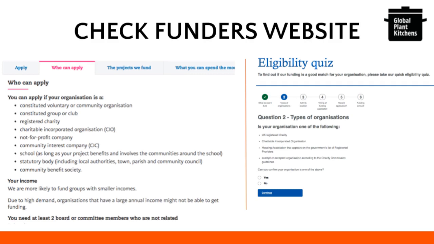On the left-hand side, this is from the National Lottery Community Fund in the UK, where they are quite clear about what kind of organisation you can be. They've got a very broad definition, and what kind of income you need to have and what kind of board or committee. These are operational things that they're looking for. Some funders help you with an eligibility quiz. It doesn't always cover everything, but on the whole it gives you a really good idea if you are going to be eligible. That eligibility quiz is from Garfield Weston Foundation.